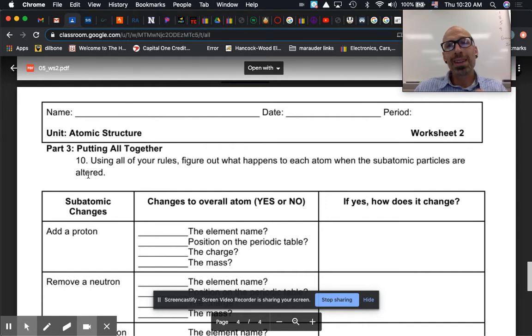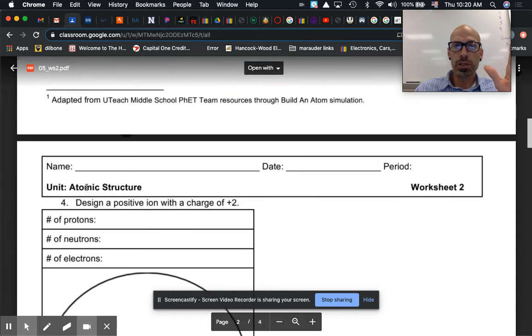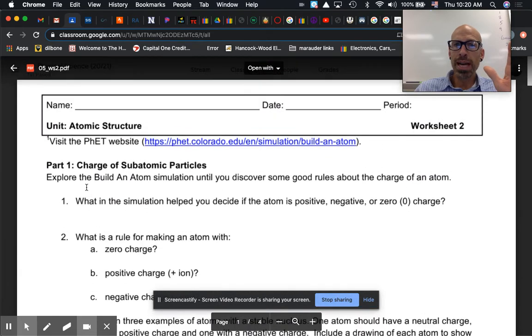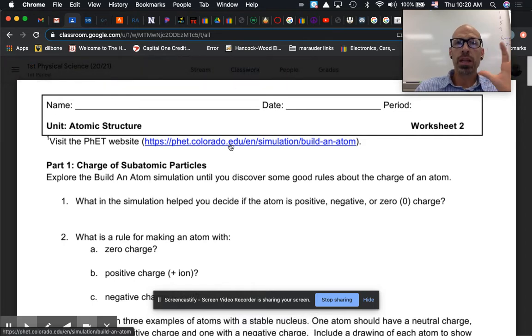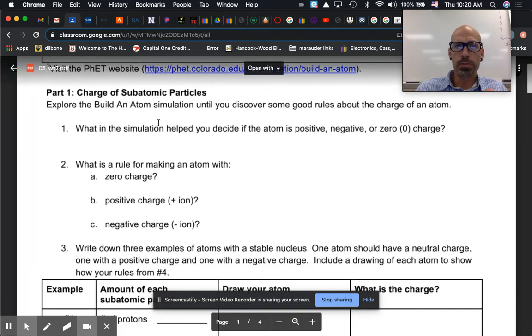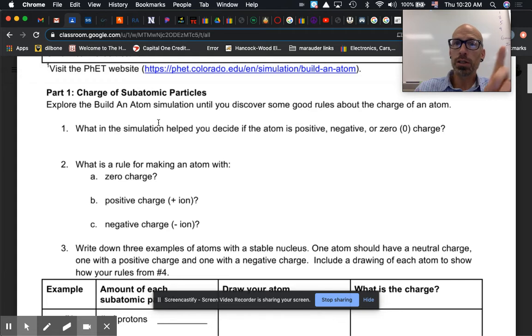So you need to do this, then come back and watch the video, because right now I'm going to talk about what your answers should be, but you need to actually do this first. And again, you're using the Build an Atom simulator. So again, the link is right here in the worksheet. Get there and do this, and it tells you what to do. All right, I'm going to start talking about it. You should pause it and go back and do it if you haven't done it yet.